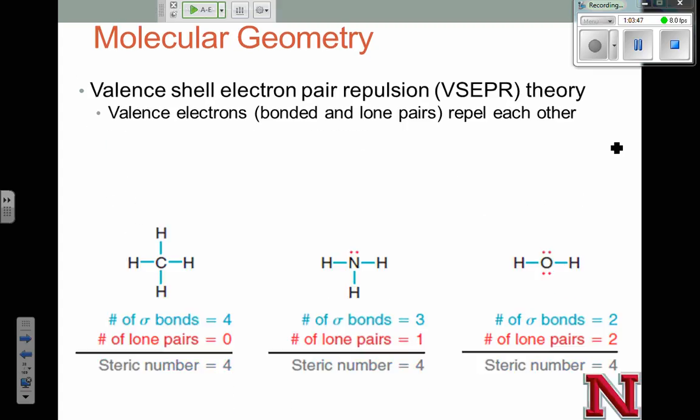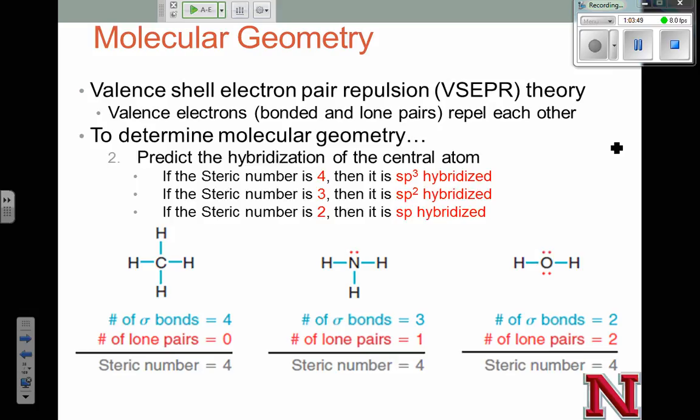Now they're going to repel each other. So how does that come up with our steric number and hybridization? If our steric number is 4, it's sp3. All of these are sp3 hybridized. If our steric number is 3, it's sp2 hybridized. A carbon with a double bond only has 3 sigma bonds and 1 pi, so its steric number is 3. And then if it's 2, then it's sp hybridized. A carbon with 1 triple bond and 1 single bond only has 2 sigma bonds.